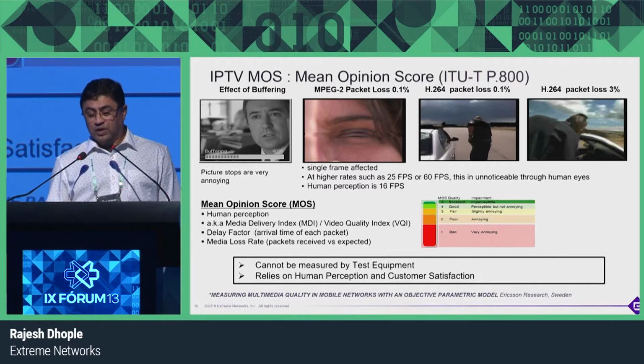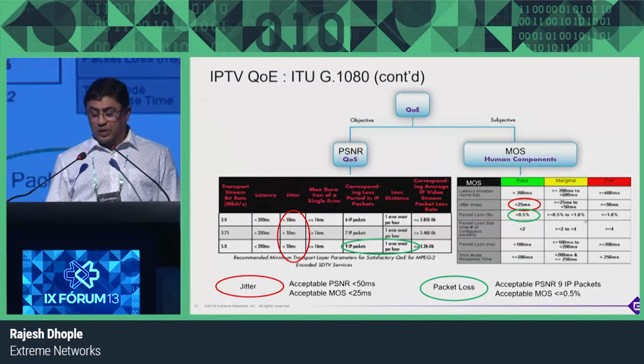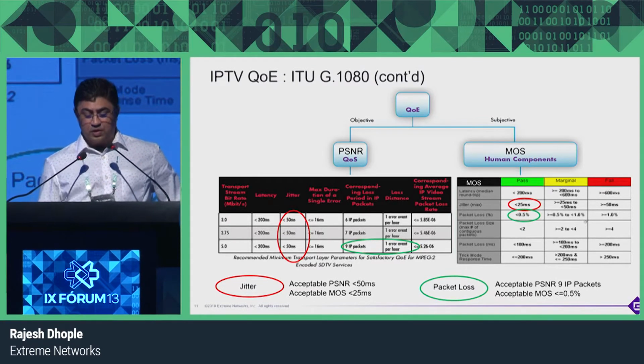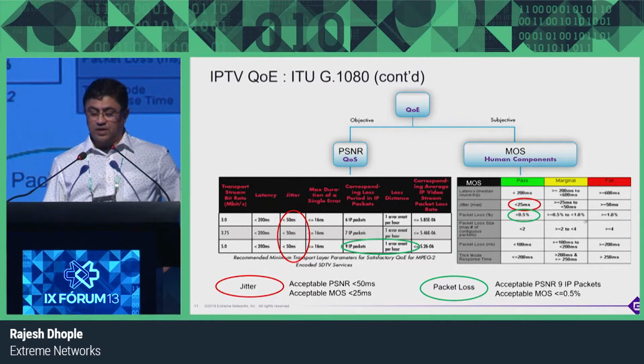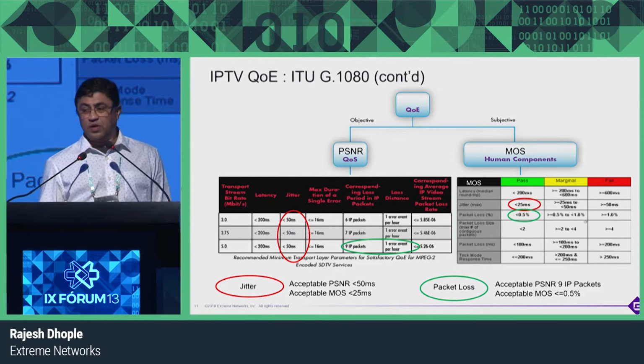However, if you look at packet loss at 0.1% or 0.2% or 3%, it's distinctly noticeable even for the MOS scores. So going back to quality of experience, even on a VxLAN network, you have to remember that the jitter on a PSNR should be less than 50 milliseconds, and acceptable MOS should be less than 25. So that's typically what you should design your network to. And then packet loss should not exceed 0.5% if you have more than 250 channels on your triple play services.